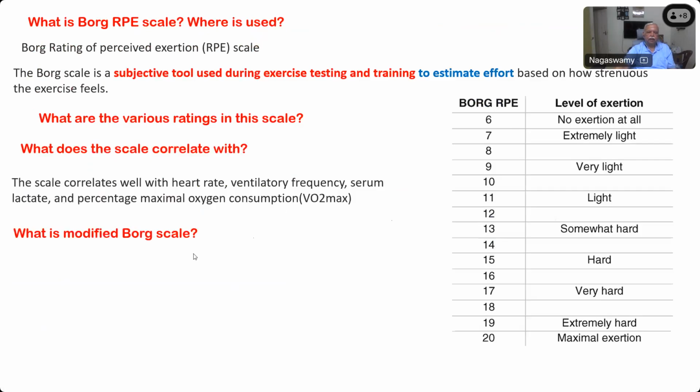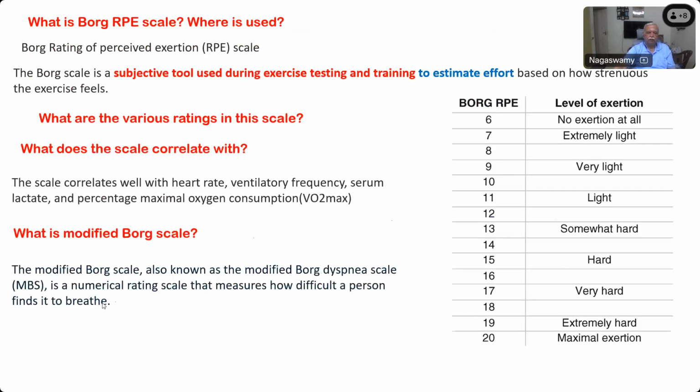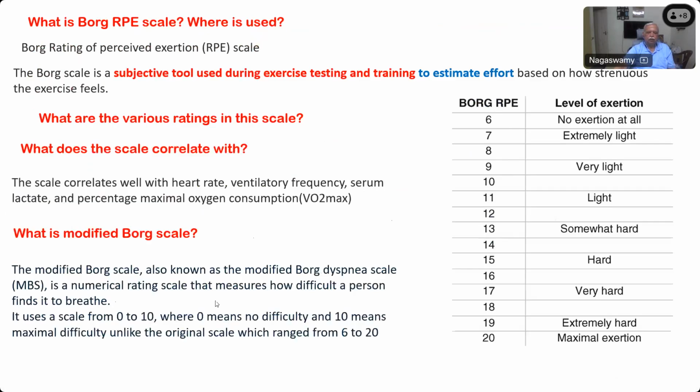Okay. Then it was modified. This is the original Borg RPE scale. It was modified later, from 6 to 20, to a rating from 0 to 10. It uses a scale of 0 to 10, where 0 means no difficulty or no breathlessness, 10 means maximum difficulty, unlike the original scale which ranges from 6 to 20.